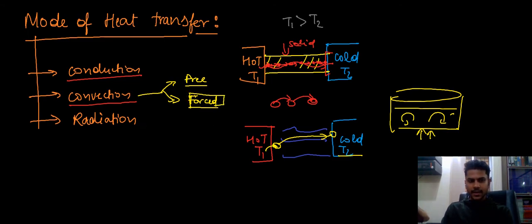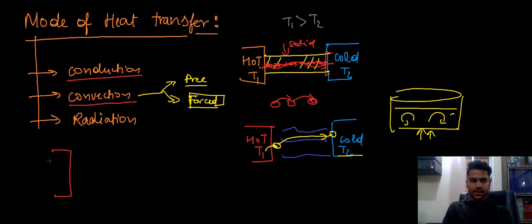So the overall idea in convection is that you have some sort of flow which takes the heat from one particular body, which is the hotter body, and flows towards the colder body and delivers the heat there. The third case is a little different compared to these two. In the third case, we have radiation.